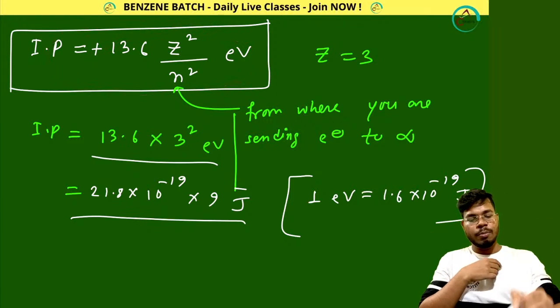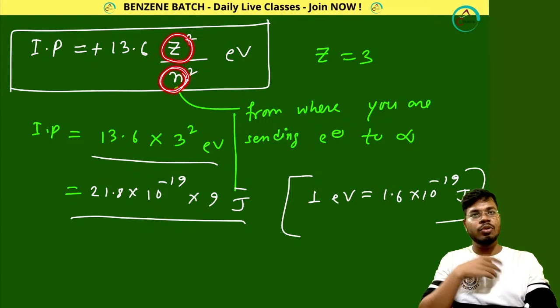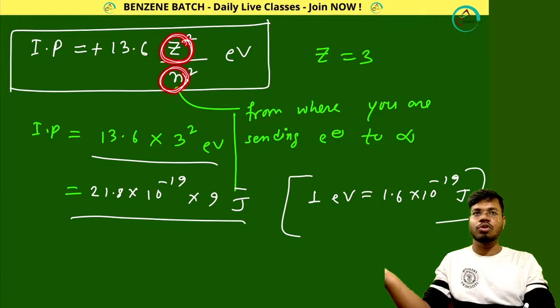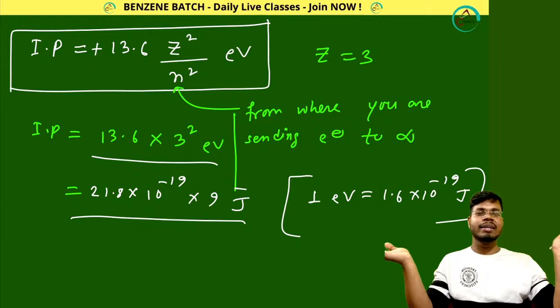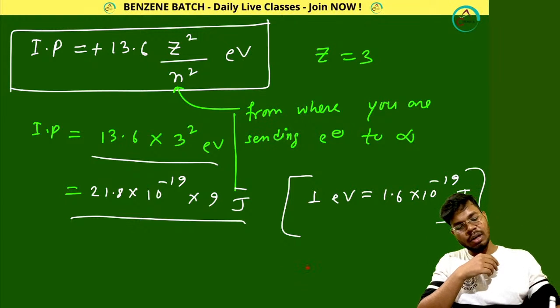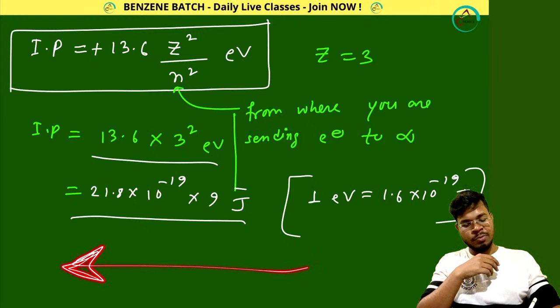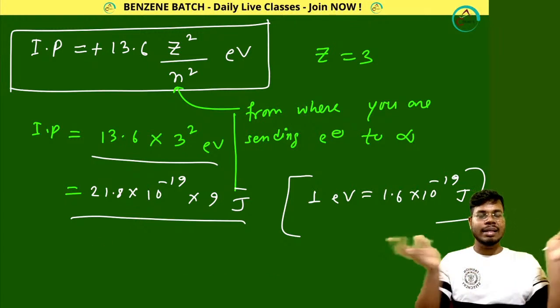In this equation, from where you will be sending the electron, that's n. Which atom, or what is the Z value, the number of protons in the corresponding system? Put the value of Z. It's tough to understand, but it's important. I already told you that in my ionization potential concept.